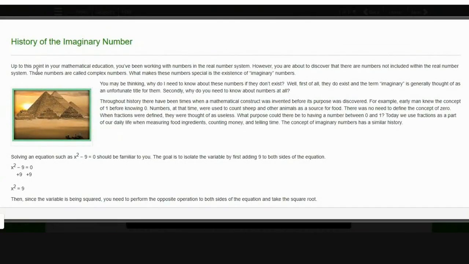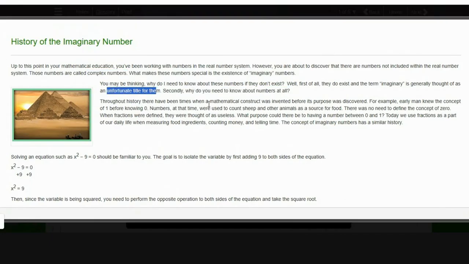This says, up to this point in your math education, you've been working with numbers in the real number system. But you're about to discover there are numbers not included in the real number system. These are called complex numbers. And what makes these numbers special is the existence of imaginary numbers. And you may be thinking, why do I need to know about these numbers if they don't exist? Well, they do exist, and the term imaginary is generally thought of as an unfortunate title for them.